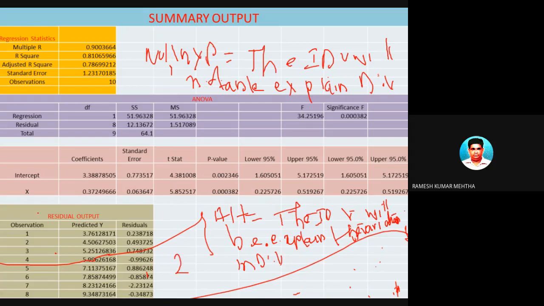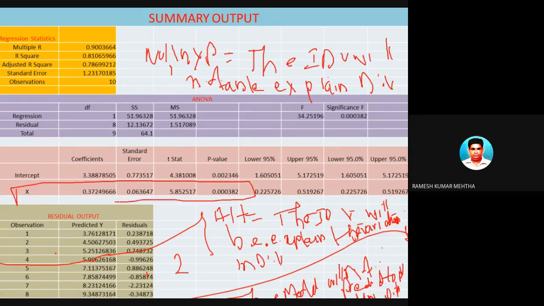Number three, another way of understanding: under the null hypothesis, the model is not significant. The model you have developed will not predict the dependent variable. The alternate hypothesis is that the model will predict the dependent variable. So in our case, we are more concerned about whether the independent variable will explain the dependent variable or not.